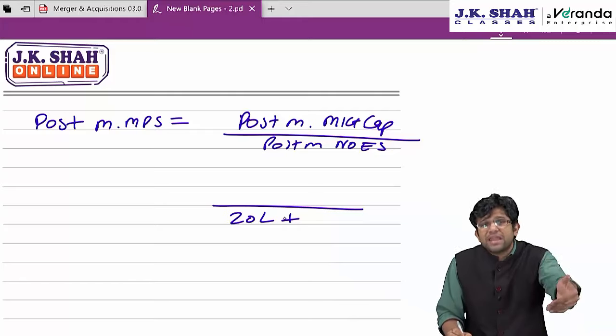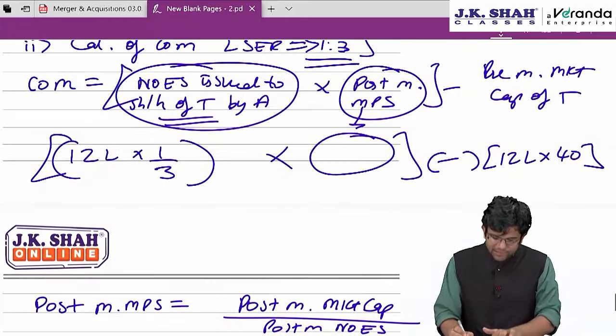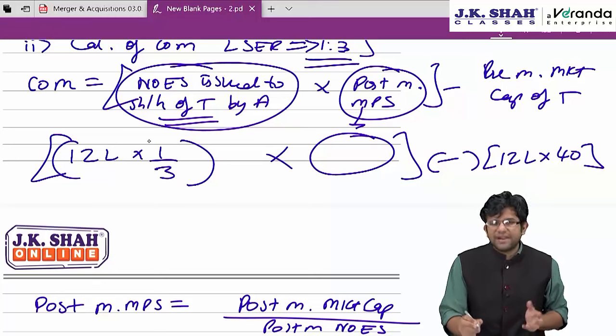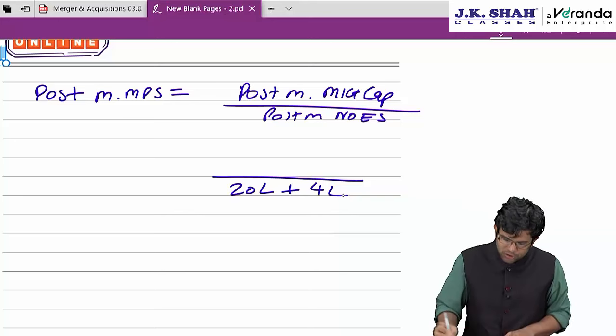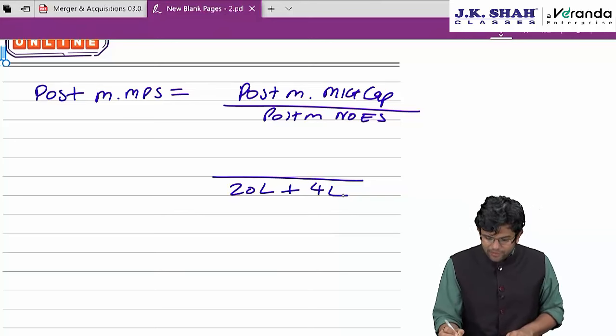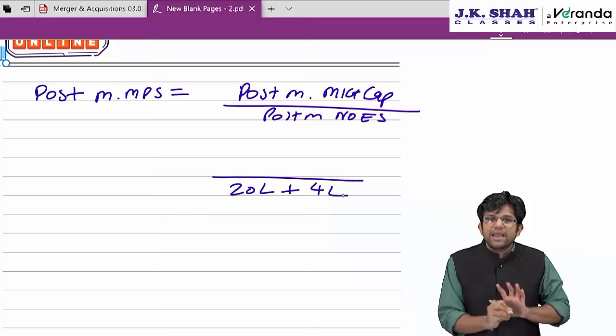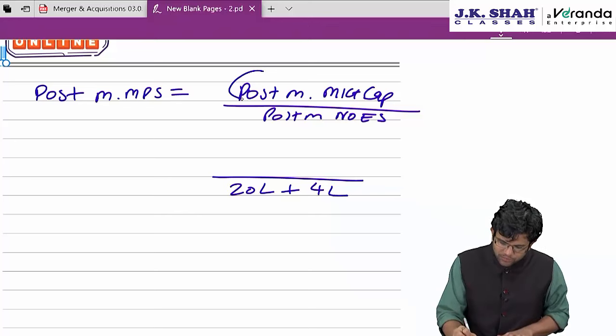Yes, and for taking our target company, how many shares are we issuing? 12 lakh into 1 by 3, that is nothing but 4 lakh shares. So plus 4 lakh shares we are issuing. So the post merger number of equity shares will be 24 lakhs. Everybody following till here? Now the post merger market cap.